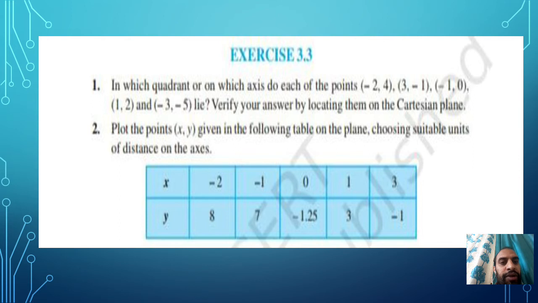The first question given to us is: in which quadrant or on which axis does each of the points lie? We are given some points like (-2, 4), (3, -1), (-1, 0), (1, 2), (-3, -5), and we must verify our answer by locating them on the Cartesian plane.